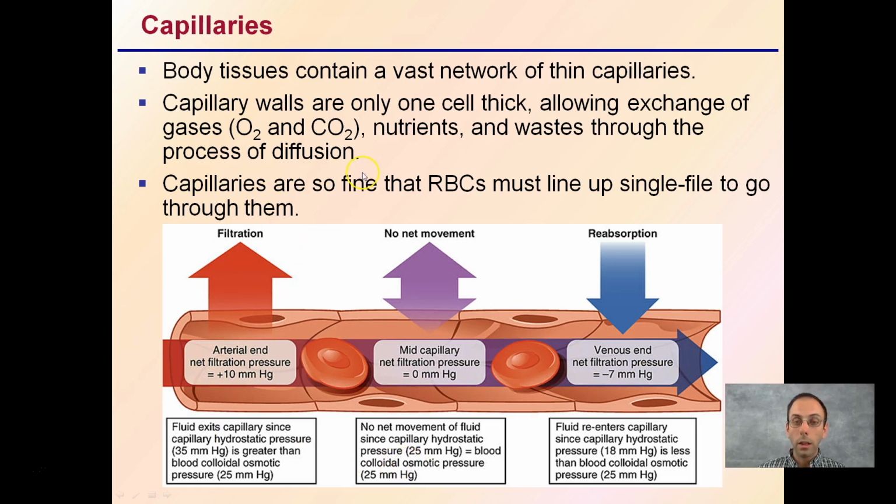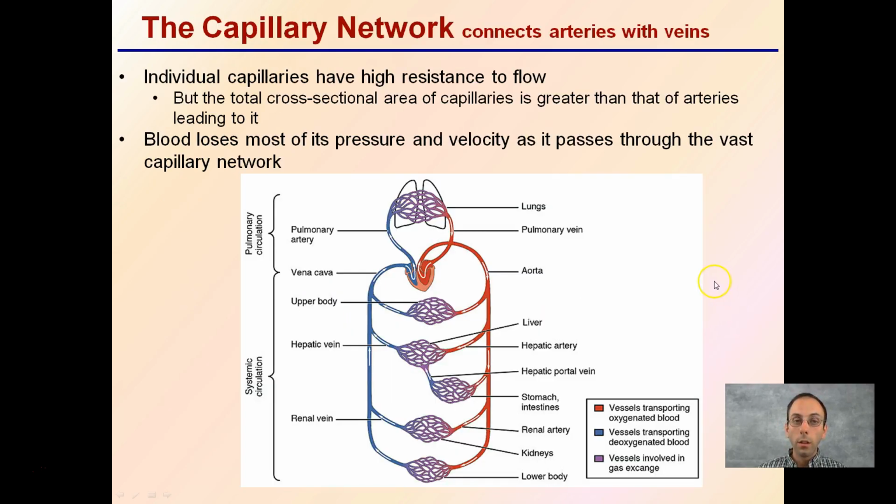This is what gives them that net appearance. Here's our filtration, and again, the movement of carbon dioxide and oxygen and nutrients and waste is simply by the non-energy requiring diffusion process. Continuing on, the capillary network connects the arteries and the veins. Individual capillaries have high resistance to flow, but the total cross-sectional area of capillaries is greater than that of the arteries leading to it.